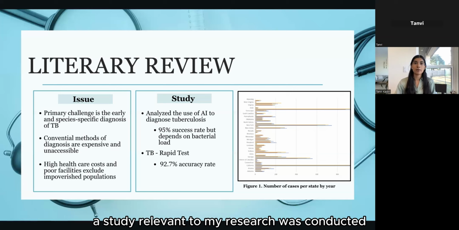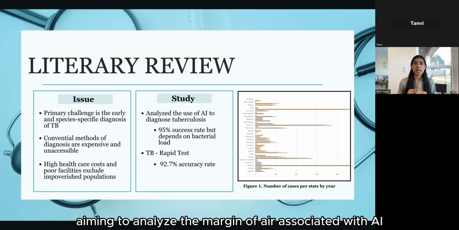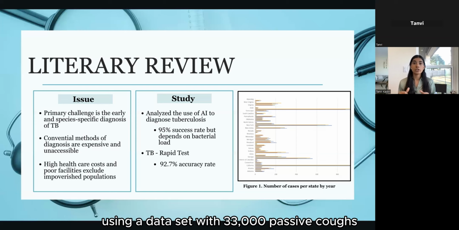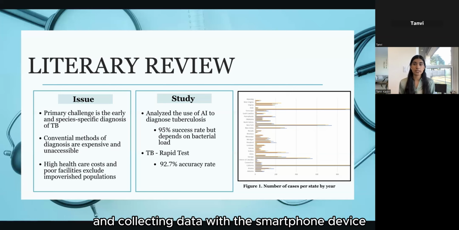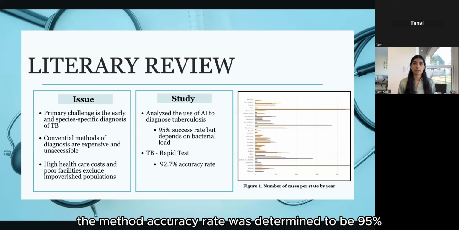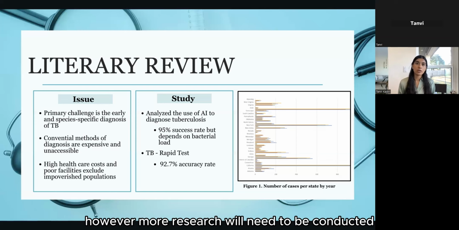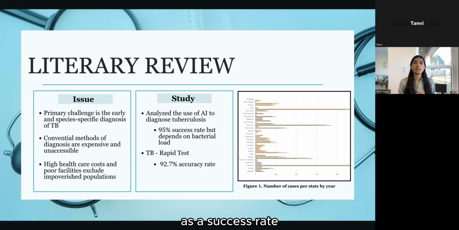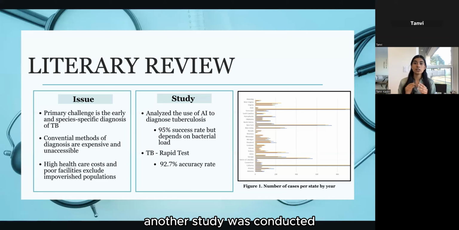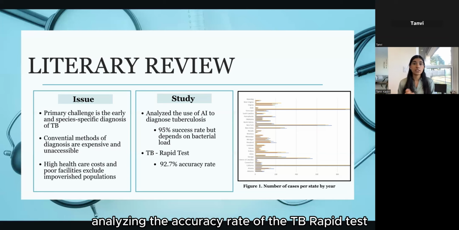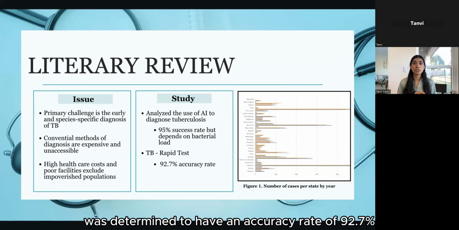A study relevant to my research was conducted, aiming to analyze the margin of error associated with AI detection of tuberculosis. Using a dataset with 33,000 passive coughs and 1,600 forced coughs, and collecting data with a smartphone device, the method accuracy rate was determined to be 95%. However, more research will need to be conducted as the success rate largely depends on the patient's bacterial load. Another study was conducted analyzing the accuracy rate of the TB rapid test, where the test was determined to have an accuracy rate of 92.7%.